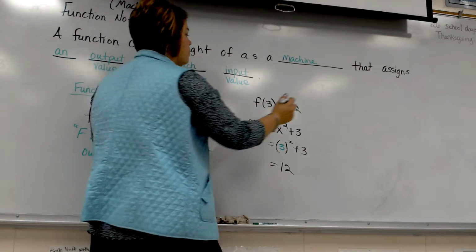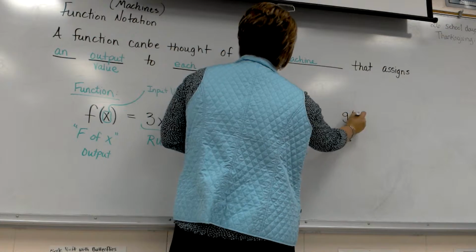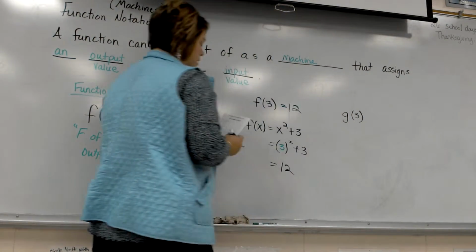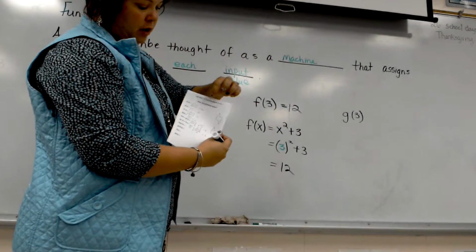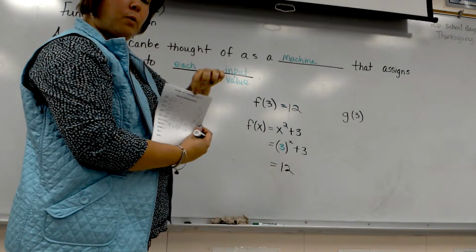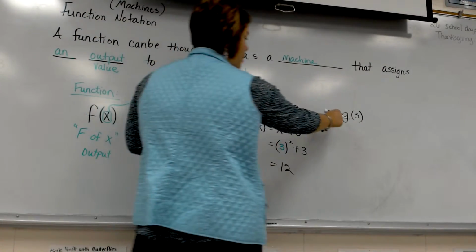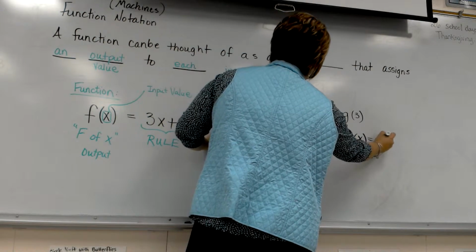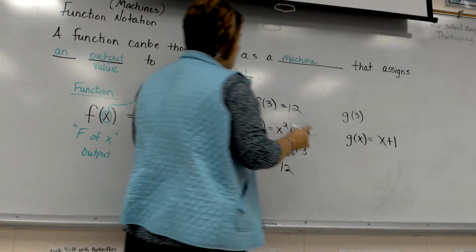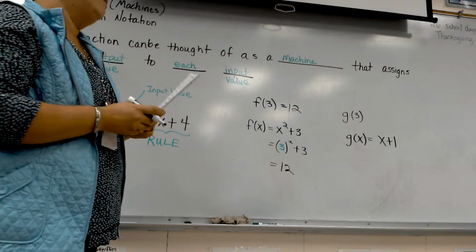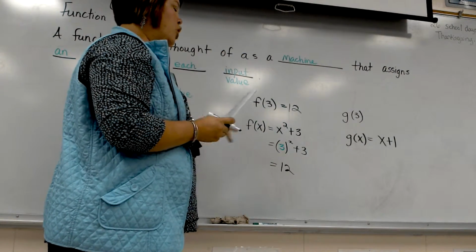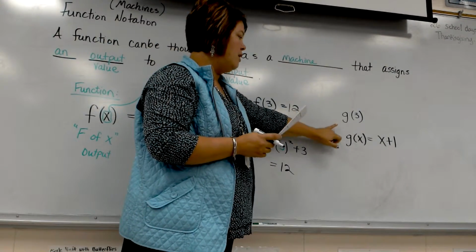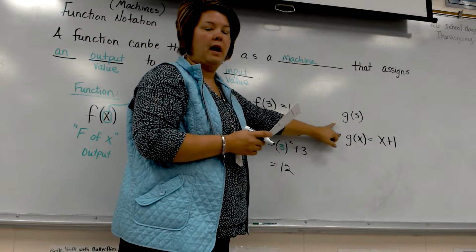Okay, so the next one is g of 3. So which function up here do you think I'm going to use? Well, I'm going to use the one that has the g, because that's why it has a g right there. And they can have actually any letter right there. It can be g of x, or f of x, or h of x. But you're going to match up. This will tell you which function to use, okay?